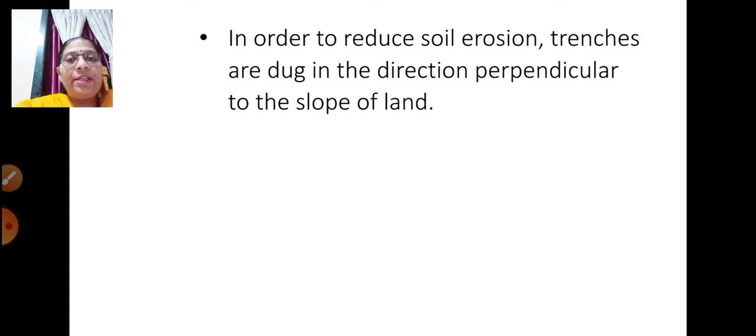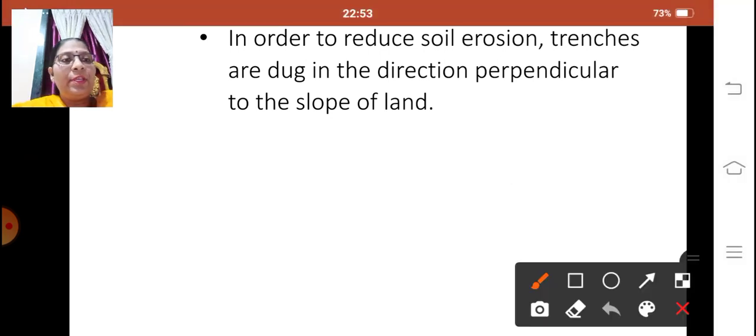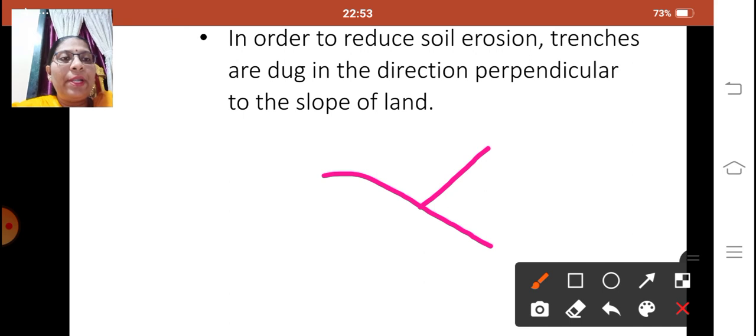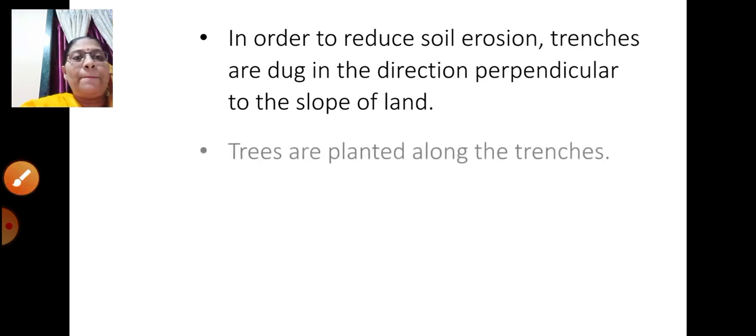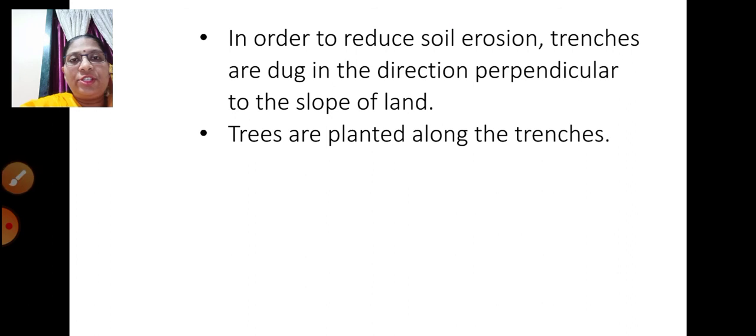Means if this is the slope of the land, the trenches will be dug perpendicular, at a 90 degrees angle, perpendicular to the slope of land. Fine. The trees are planted along the trenches. So to stop the soil erosion, trees are planted along the trenches.